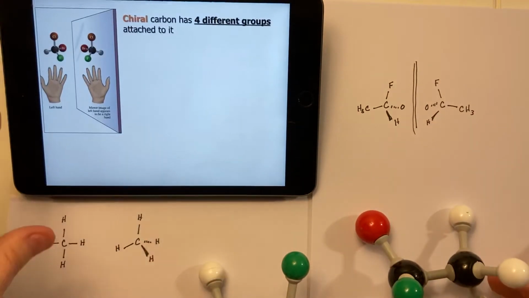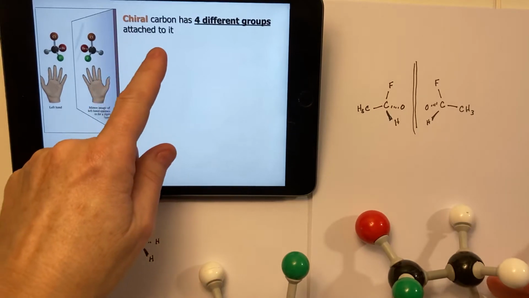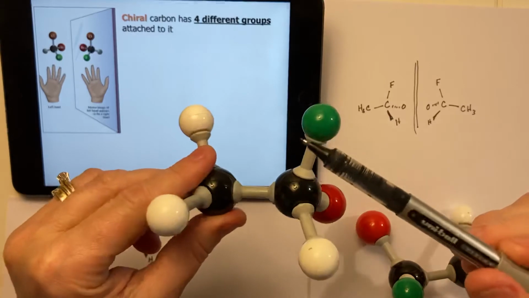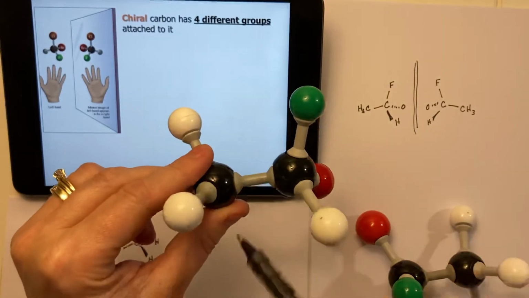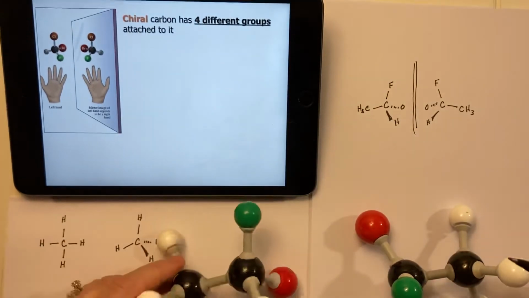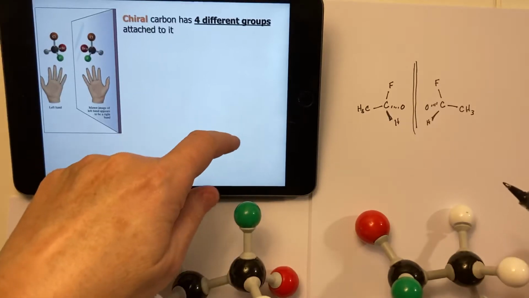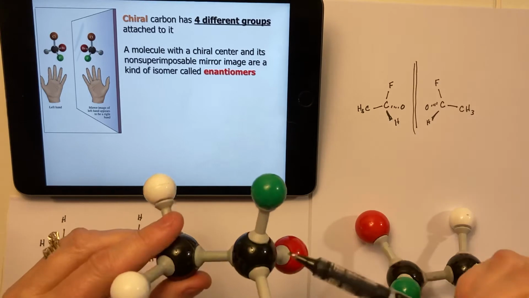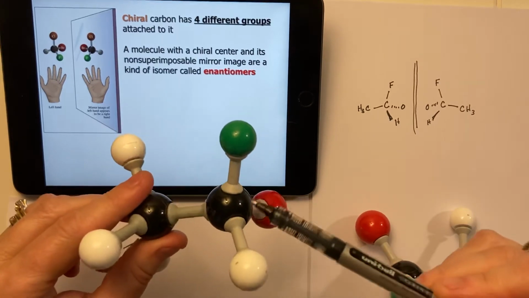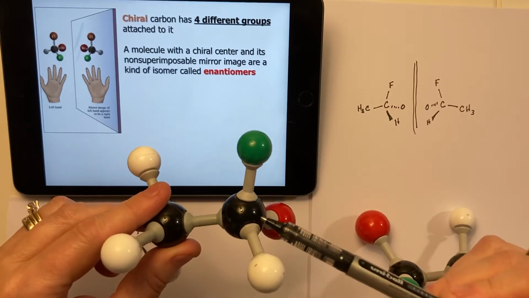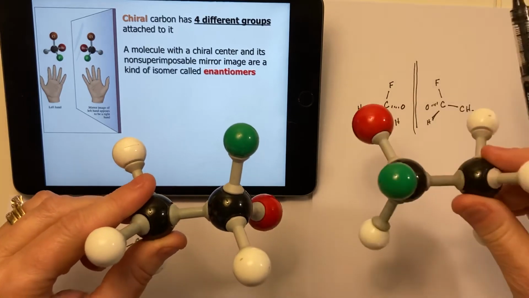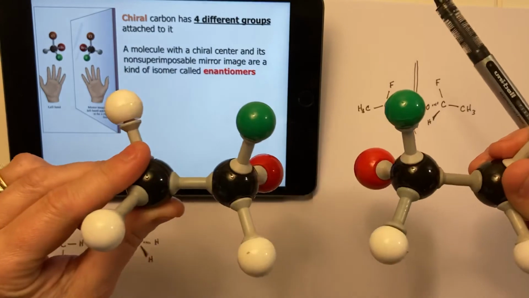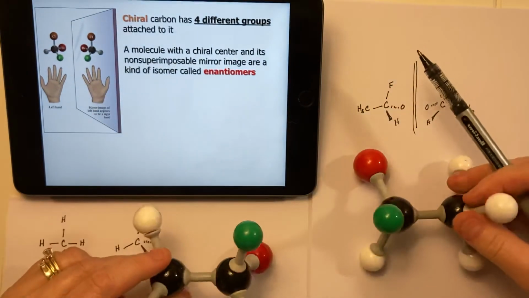So I'm going to play around with these terms here. A chiral carbon is a carbon that has 4 different groups. They could be individual atoms, or they could be a whole group, like a CH3 group. 4 different is the key. That makes the carbon chiral. And if you have a molecule with a chiral carbon center, then you can create an isomer called an enantiomer, which is the mirror image of that molecule.